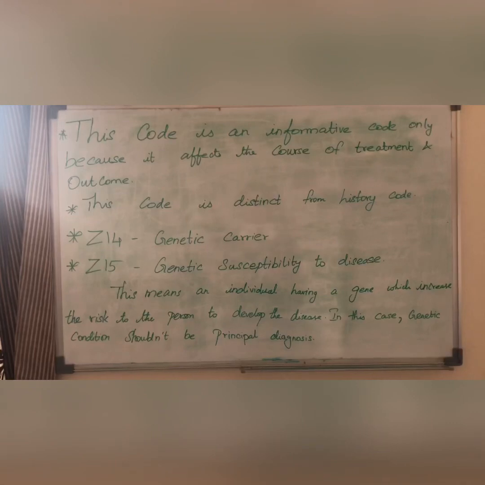Z14 is for genetic carrier, and Z15 is for genetic susceptibility to disease, which means an individual might have a gene which may increase the risk of the person to develop certain disease. In this case, without the person developing the disease, we should not give Z15 as the principal diagnosis. Here we have to give the current condition as the principal diagnosis and Z15 as the secondary diagnosis.